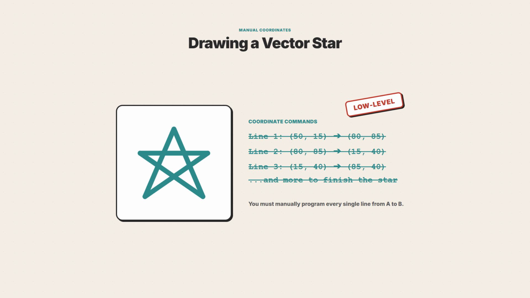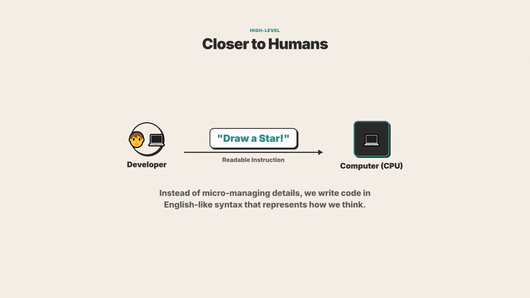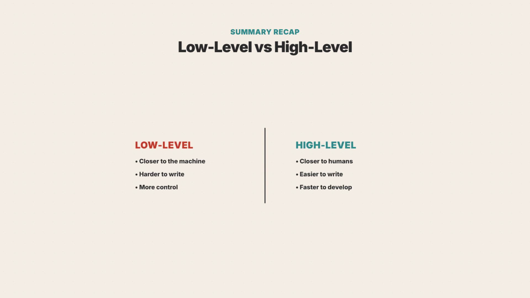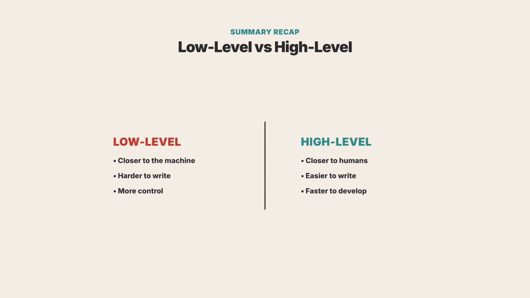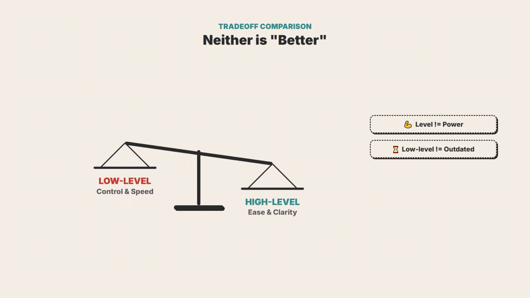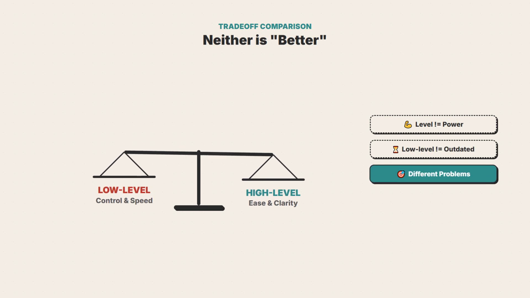And then there are languages that sit closer to the human side. Or you could simply tell the computer, draw a star, and let it figure out all the lines for you. These are called high-level languages. High-level means closer to humans. Low-level means closer to the machine. But here is a common misconception. High-level doesn't mean more powerful. And low-level doesn't mean outdated. Neither is better. They're just built to solve different problems.